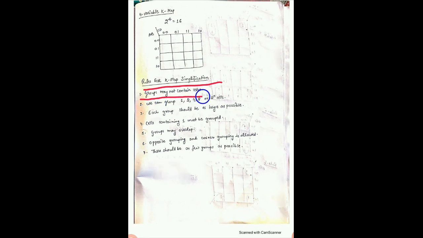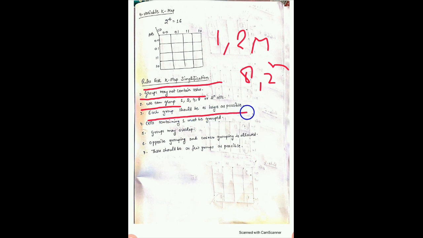Now there are some rules for K map simplification. There are 7 rules. We are discussing one by one these 7 rules. First rule is that a group may not contain 0. If we want to group in the K map, then we can remember that it will not contain 0. Group can be 1, 2, 4, 8 or 2 raised to the power n cells.